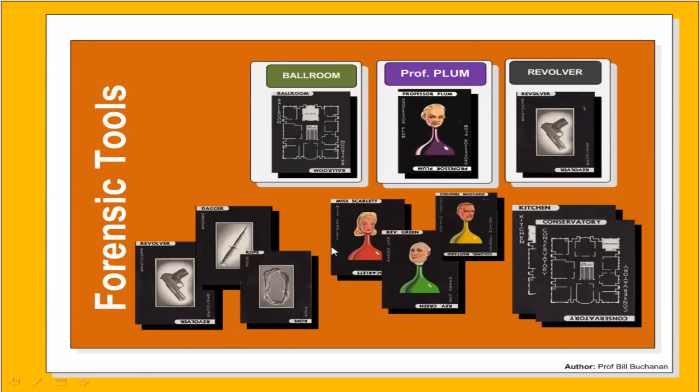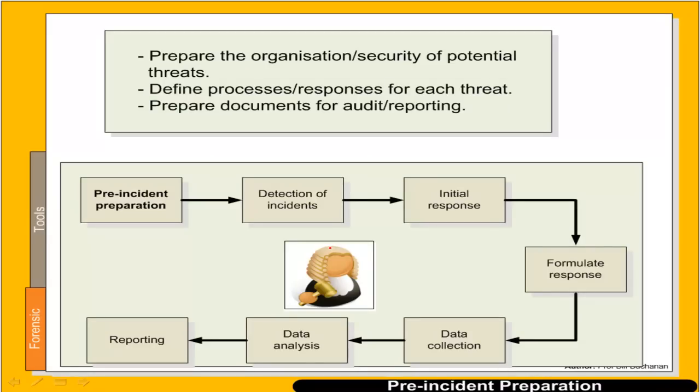Forensic tools. So our basic procedures that we have are the pre-incident, the detection of incidents, initial response, formulate response, data collection, data analysis, and reporting. So in the pre-incident phase, we prepare a whole lot of possible threats. We then define the processes and our responses to them, and then prepare the documentation that is required to make sure that the procedure is followed.